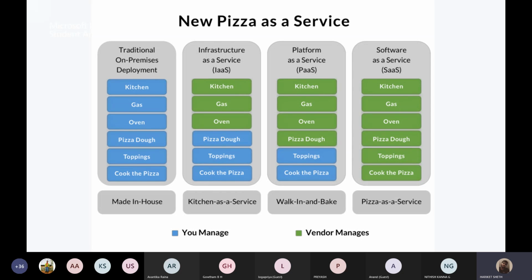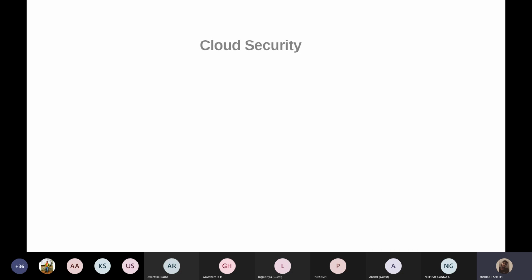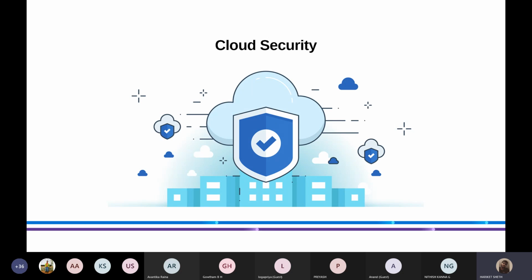Everything is provided by the vendor. You just go there, you focus on what you want, as in different types of pizza are available. You select your pizza, they make it, every dough, everything they make, and they give it to you. So that is what software as a service means mostly. Everything is vendor dependent. You don't have to do anything there.